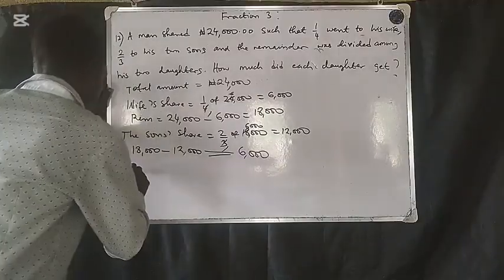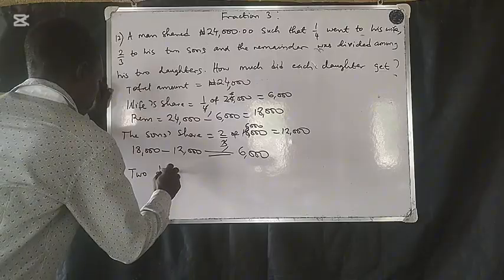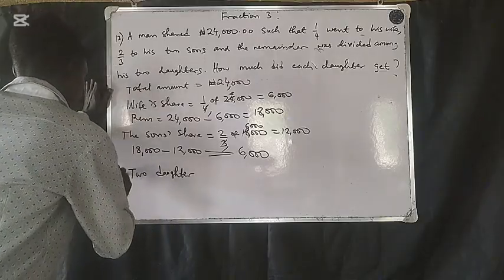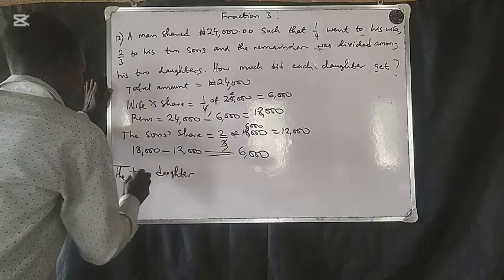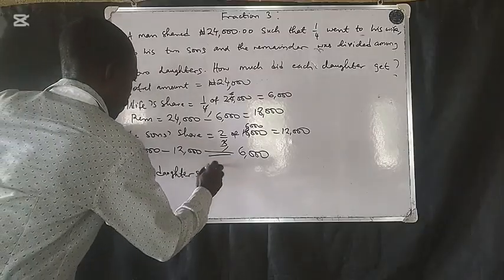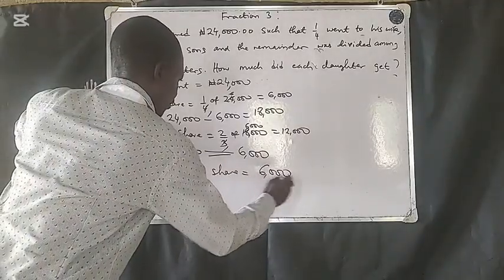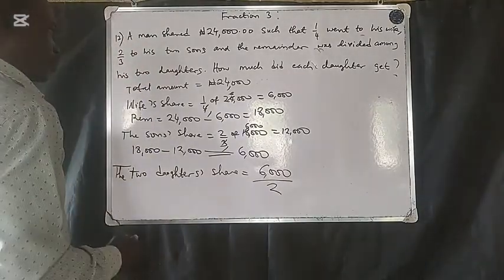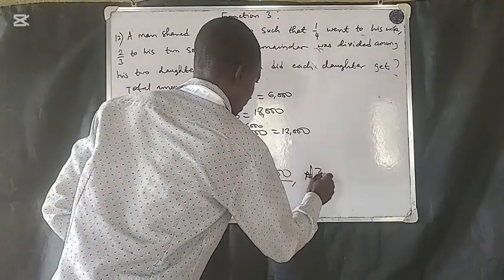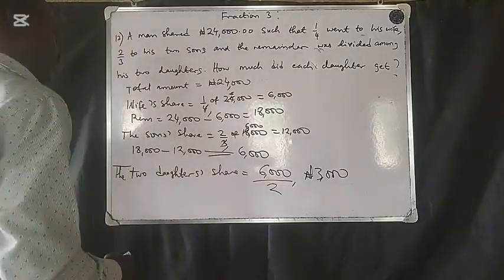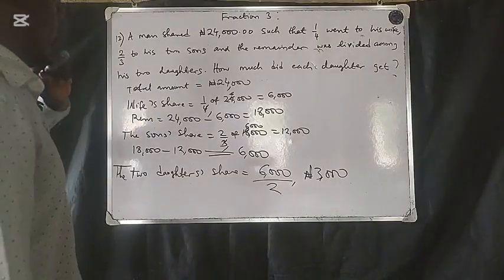Then the two daughters' share will be 6,000 divided by 2, and that will be 3,000. So each daughter will be getting 3,000. That's the amount. Total amount shared is 24,000.